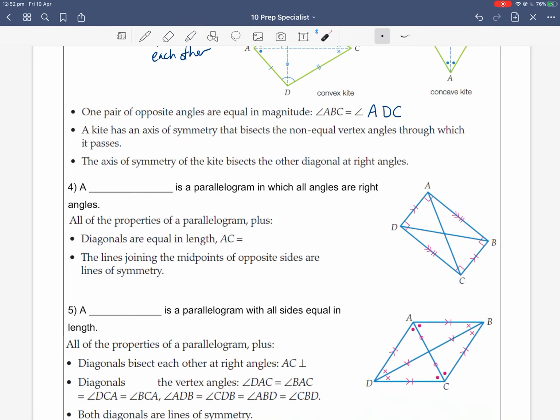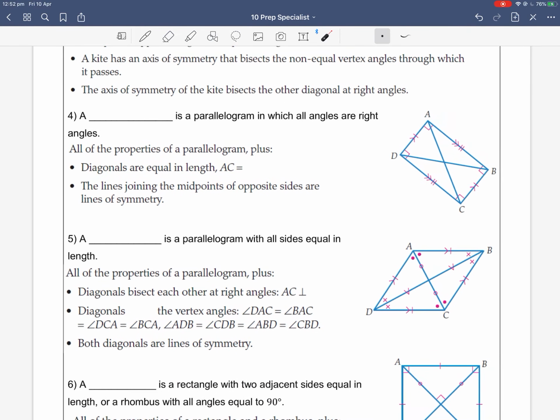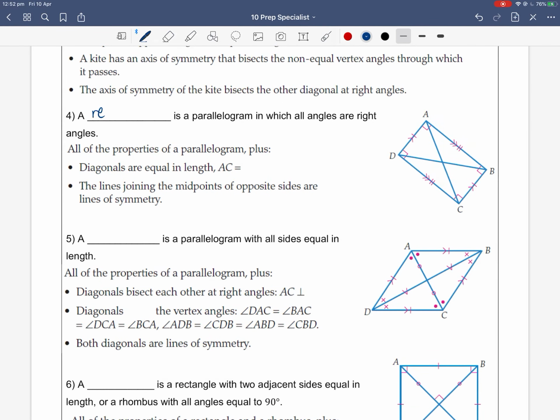Our fourth quadrilateral is a rectangle. So a rectangle is a special parallelogram where all angles are right angles in the corner. So here we have a parallelogram. So all the properties of a parallelogram apply to the rectangle, and in particular, all the corner angles are 90 degrees, are right angles. So as we say here, all the properties of the parallelogram hold.